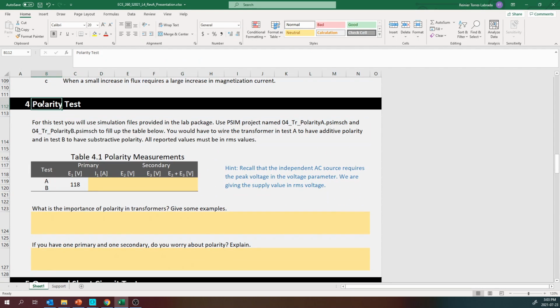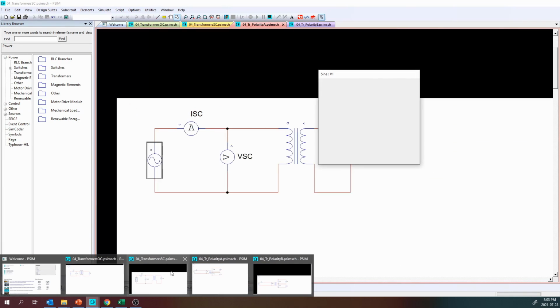This is the polarity test question, like I mentioned in the PSIM demonstration. You need to wire one of the circuits as additive polarity and the other as subtractive polarity. And what you need to do is take measurements for the current, the voltages, and the addition of both voltages, which you can do in PSIM by using the composite function when you run a simulation.